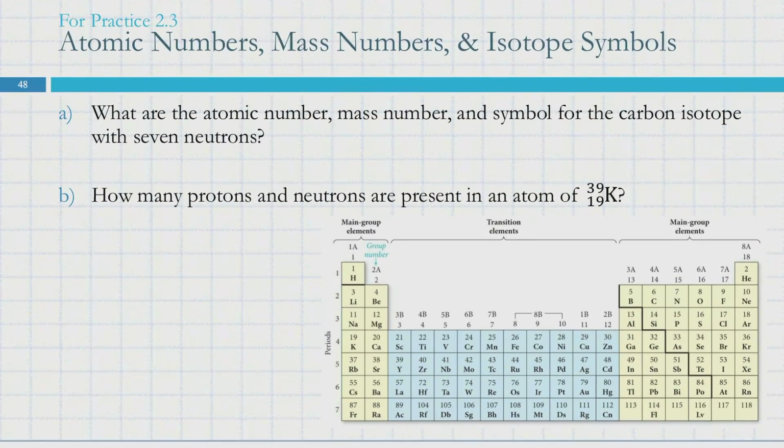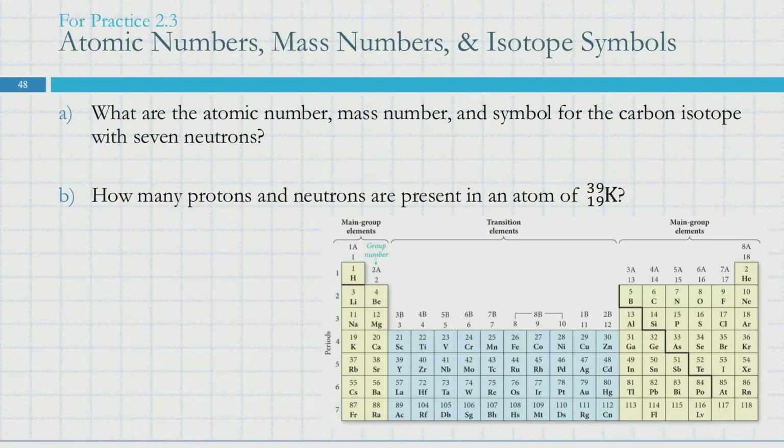All right, what are the atomic number, mass number, and symbol for the carbon isotope with 7 neutrons? And how many protons and neutrons are present in an atom of 39 over 19K? There's a little periodic table there provided for you. So I'll give you some time to do this, to give your brain some rest or time to catch up, and also let you practice a little bit.